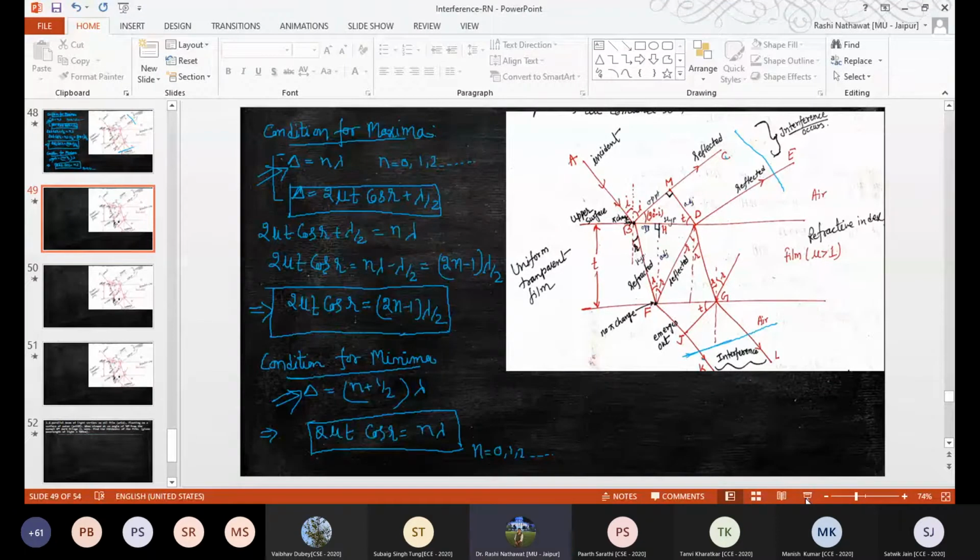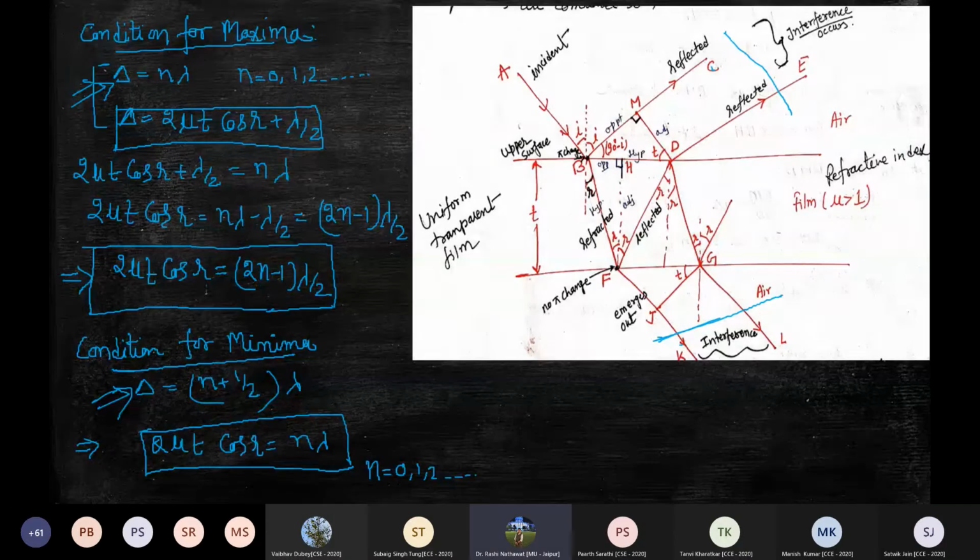So yesterday we calculated the maxima and minima conditions for the interference pattern that we were getting from the reflected rays over here. Now similarly, with the same trigonometry we can apply here, and we can calculate the interference pattern from the transmitted waves. And you can see here there are two waves, one is FK, another is GL.